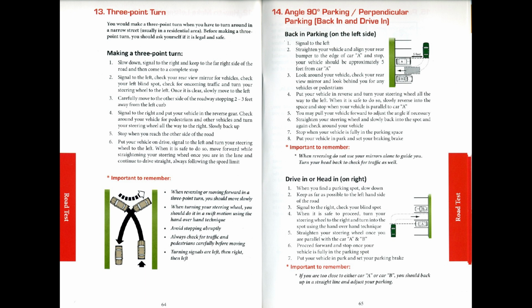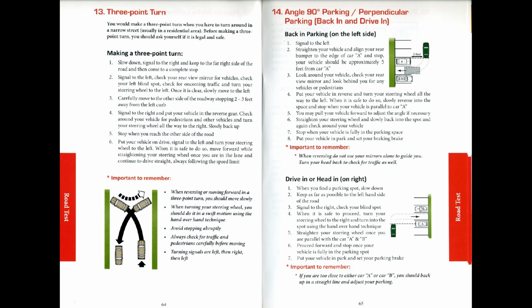Signal to the left, check your rear view mirror for vehicles, check your left blind spot, check for oncoming traffic and turn your steering wheel to the left. Once it is clear, slowly move to the left. Carefully move to the other side of the roadway, stopping while being 2 to 3 feet away from the left curb. Signal to the right and put your vehicle in reverse gear.